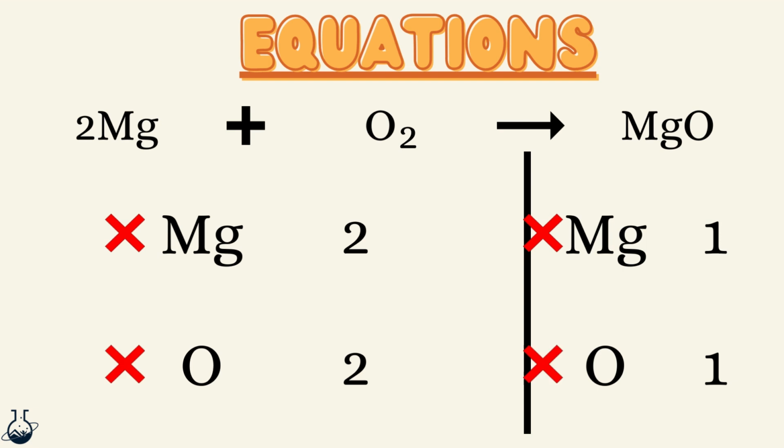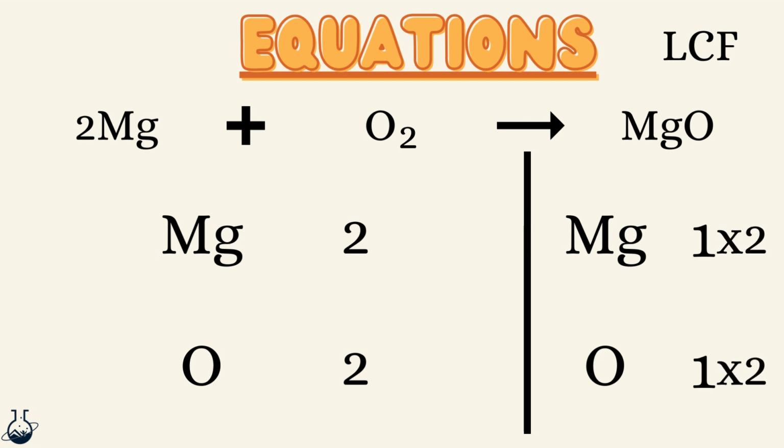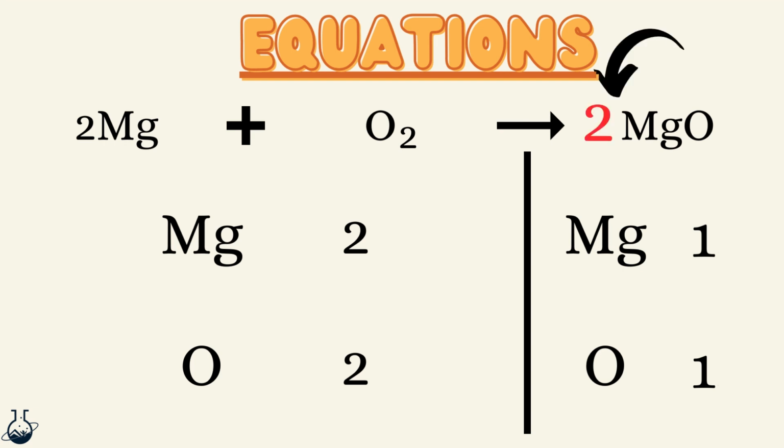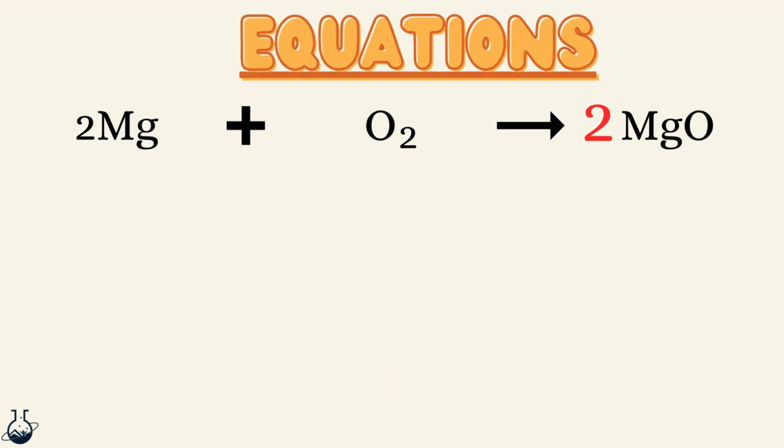Magnesium is not balanced and neither is oxygen. I'm going to think of the lowest common factor of 1 and 2. We can multiply this whole side by 2 in this case. I'm going to place this 2 in front of MgO to show that I have 2 magnesiums and 2 oxygens. These are now balanced, and so are my oxygens, to leave me with this final balanced equation.